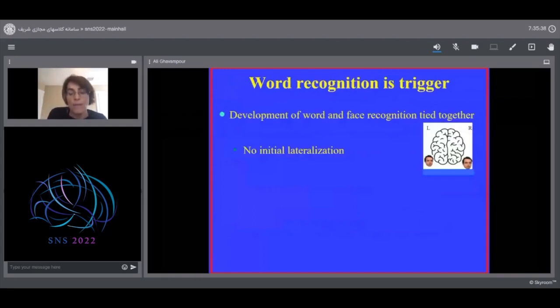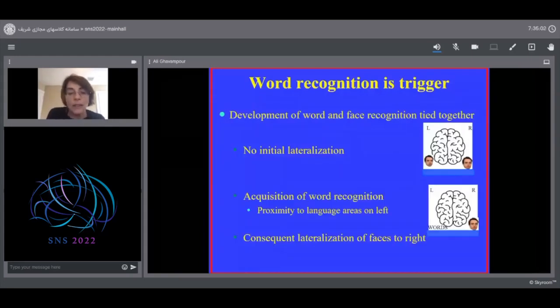And this is how I describe this pressure. So initially, when babies are born and then start growing up, there is no initial lateralization. Faces are represented bilaterally. Next, please. But as children learn to read and acquire literacy, there we go.